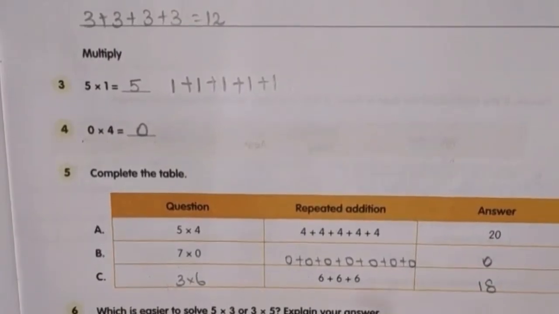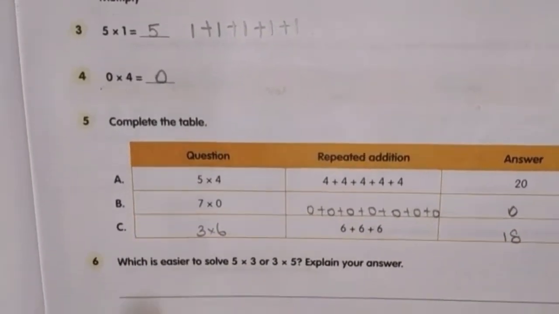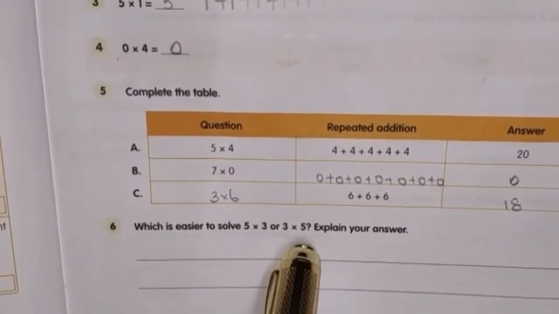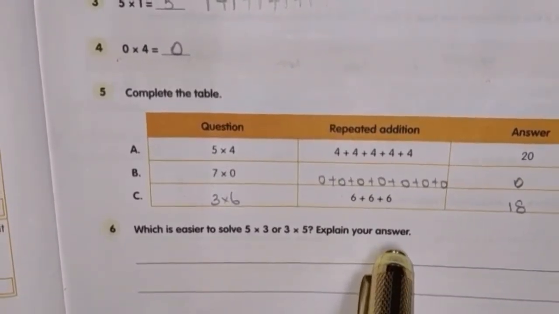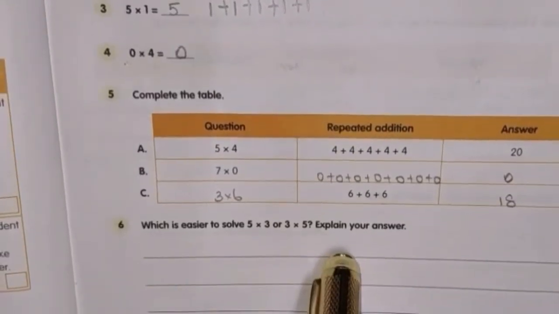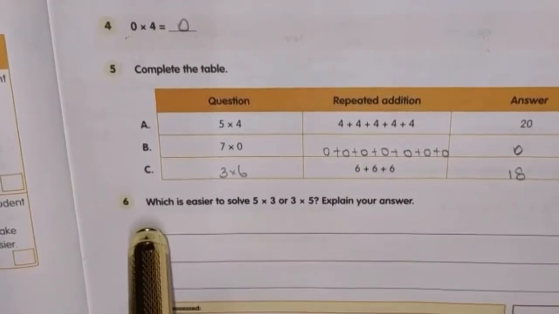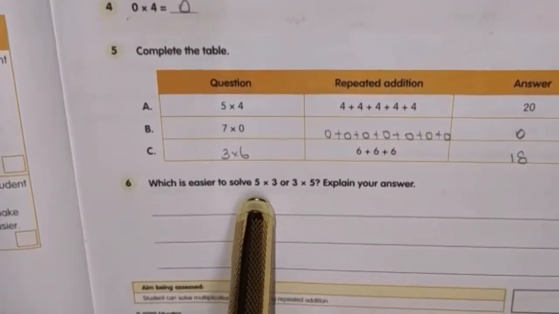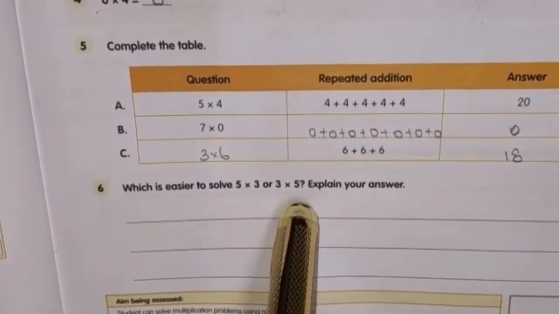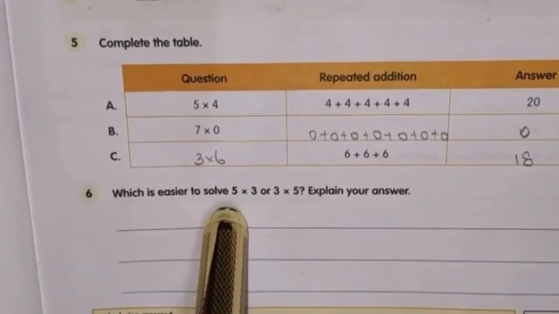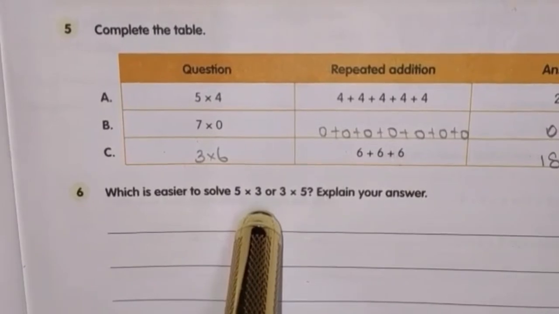Okay, children? Now, look at the sixth bit. Which is easier to solve? 5 into 3 or 3 into 5? Explain your answer. So children, you have to do this one on your own. This is a homework. So see here, which is easier to solve? 5 into 3 or 3 into 5? Explain your answer. See here, 5 is multiplier, 3 is multiplicand.